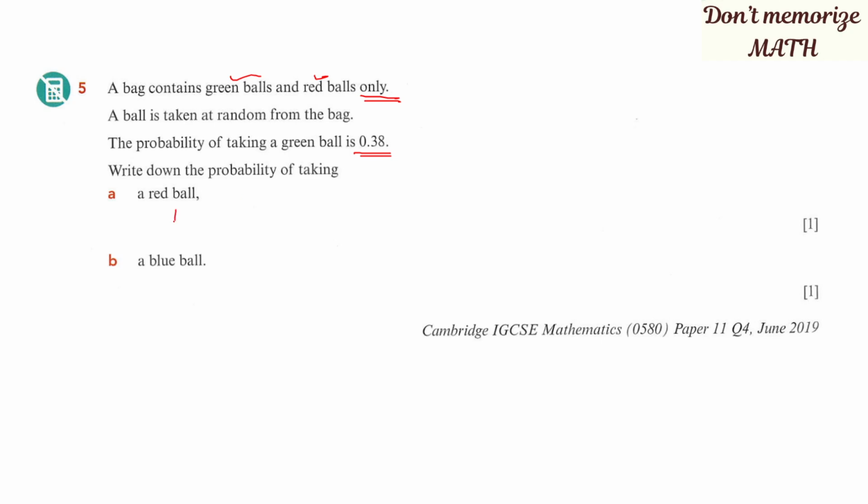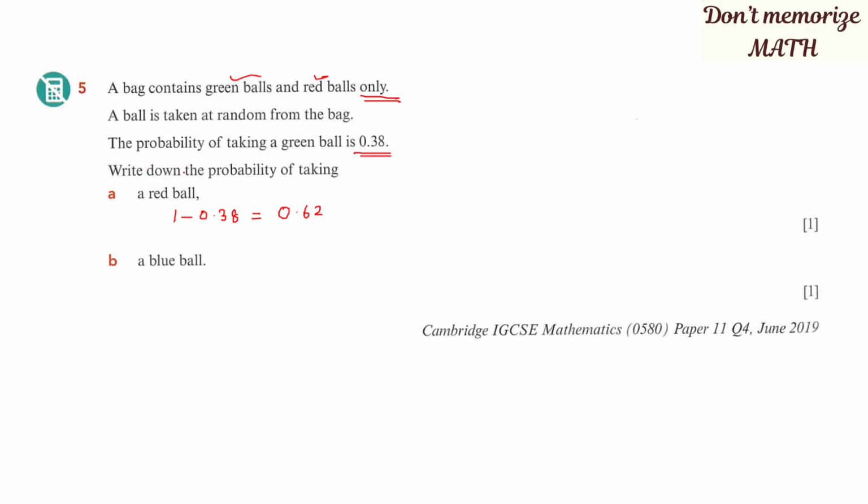So red ball is 1 minus 0.38. So just think 1 as 100. 100 minus 38, you will get 62, right? So 0.62 is the probability. Okay, because total probability is always 1. We have only two events here, right? Two things, green balls and red balls. That's why we took the total probability as 1. 1 minus 0.38, you will get the probability of taking red ball.